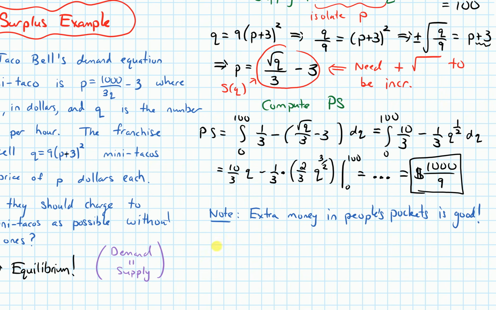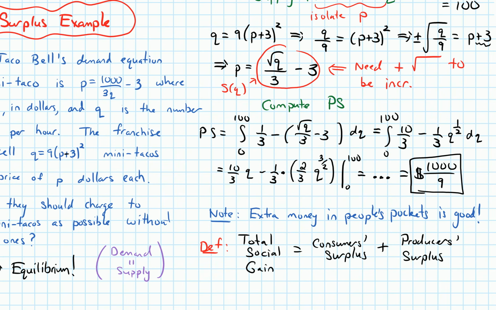Okay, and I want to end now with a definition. So we call the total social gain, we're going to let that be the sum of the consumer's surplus and the producer's surplus. So if you add those two surpluses, it's sort of the collective benefit to everyone, to the consumers and to the producers, and that's why it's referred to as the total social gain.